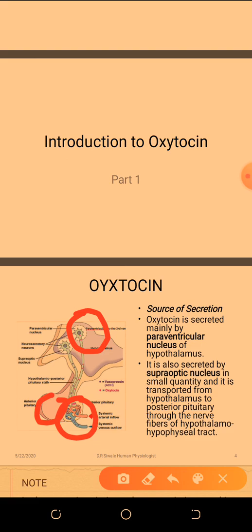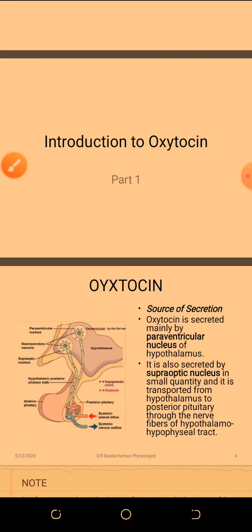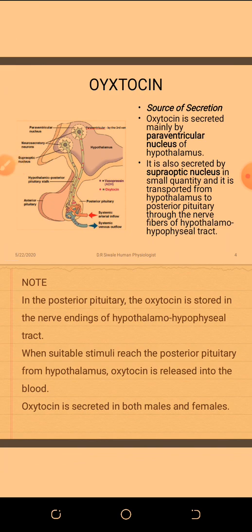For example, synthesis of growth hormone takes place in the somatotropes. Synthesis of prolactin takes place in the lactotrophs, which are located in the anterior pituitary gland. But for these two hormones, oxytocin and ADH, synthesis takes place in the paraventricular nucleus in the hypothalamus, and then instead of being transported in blood, it is transported by the axons of the hypothalamo-hypophyseal tract. So there is axoplasmic flow of ADH and oxytocin. Okay, this is what we are saying in the posterior pituitary.